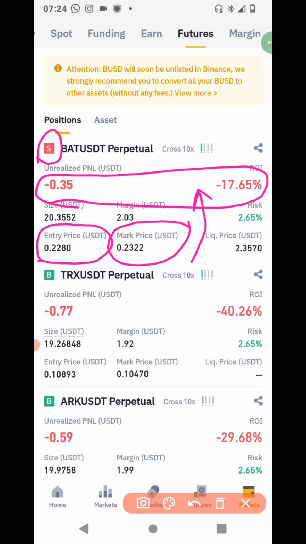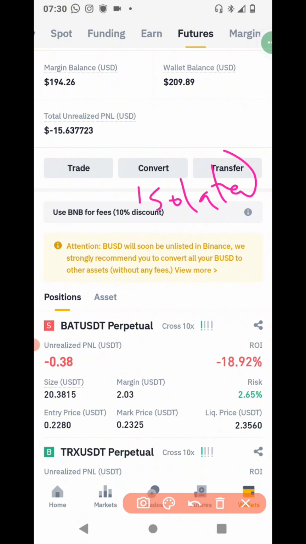All right? Isolated on the other side, which is the other one that you have. Isolated is saying that after this money that I'm using to trade BAT is exhausted, market moves against me, I am a coward, I am afraid, I don't like risk. Don't ever touch what is remaining in my margin balance. Don't. I am isolating this money to BAT. As soon as it finishes, that is the end of the story. Do not dare touch my margin balance. Don't try it. So you see the difference between cross and isolated.